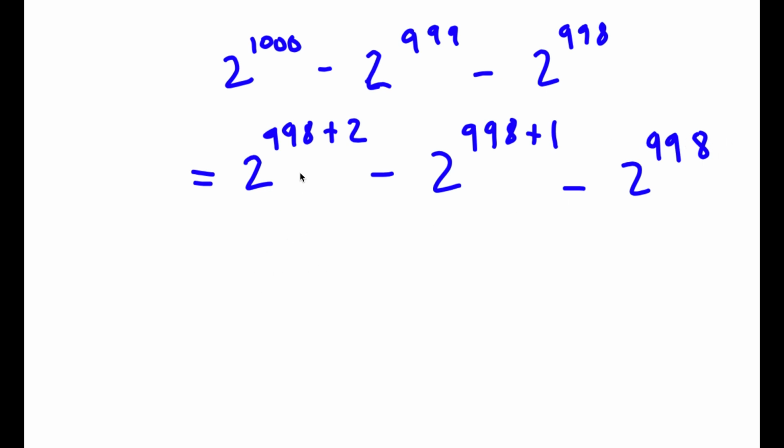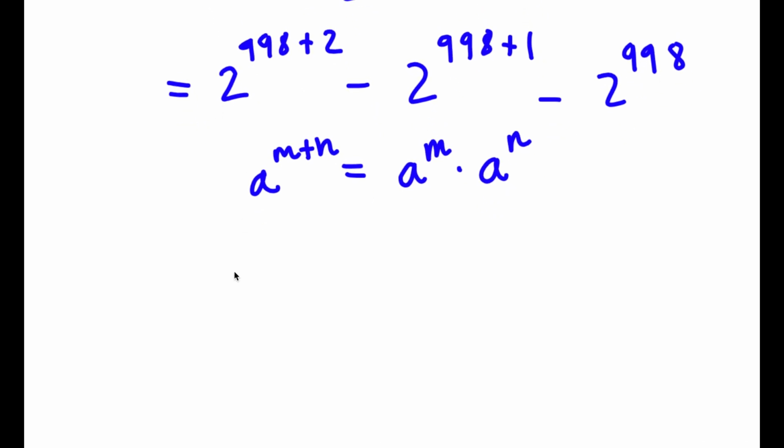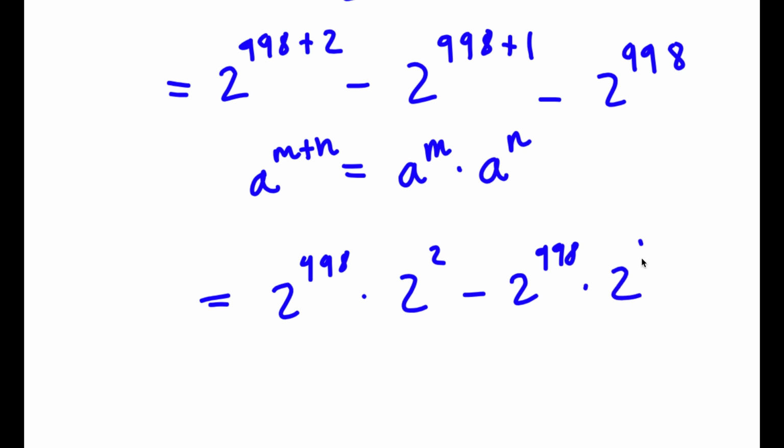So now I have 2 to the power of 998 plus 2 minus 2 to the power of 998 plus 1 minus 2 to the power of 998. So all my exponents have 998 in them. Now, if I have something in the form a to the power of m plus n, this is equal to a to the power of m times a to the power of n. So in this case, I can write 2 to the power of 998 plus 2 as 2 to the power of 998 times 2 to the power of 2. Now I have 2 to the power of 998 times 2 to the power of 1, and I simply have 2 to the power of 998 at the end.